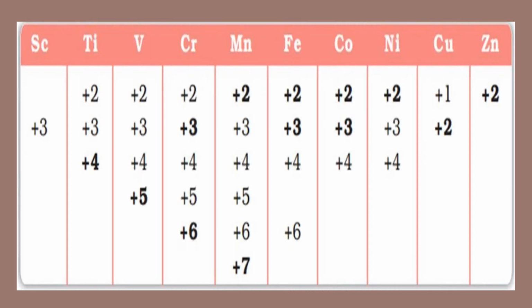So, here are the elements with metals or metals with variable oxidation number. So, you have Ti, you have positive 2, positive 3, positive 4. V, positive 2, positive 3, positive 4, positive 5. Cr, positive 2, 3, 4, 5, and 6. Mn or manganese, 2, 3, 4, 5, 6, 7. Fe or iron, positive 2, 3, 4, and 6. Cobalt, positive 2, positive 3, and positive 4. Nickel, positive 2, 3, and 4. Copper, positive 1, and positive 2.